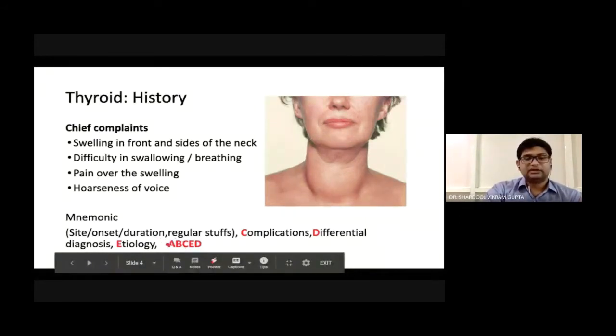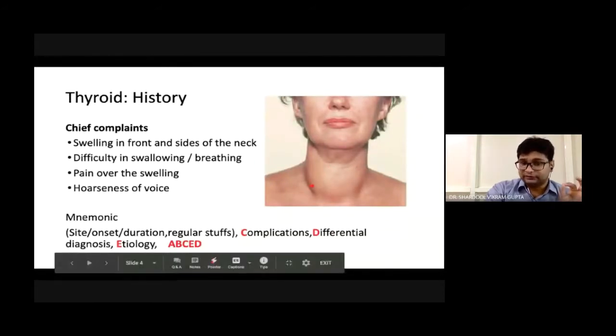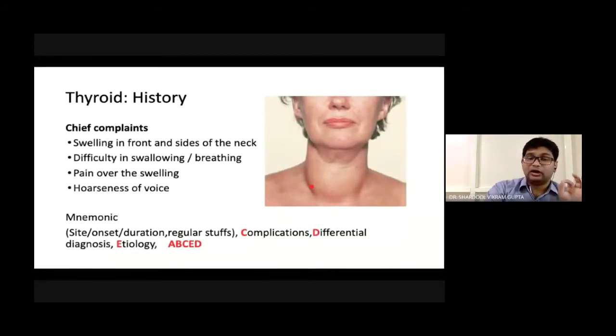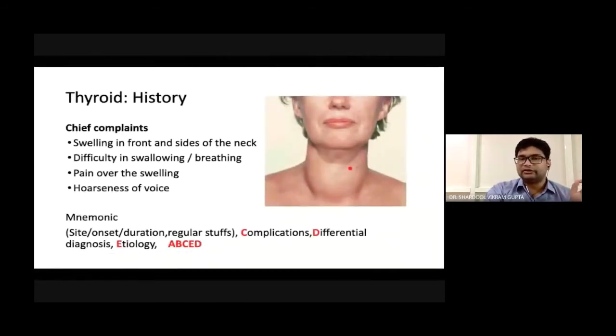A, B is just the regular stuff like site, onset, duration, whatever is being taught. C is complication related to it. If it's a thyroid swelling, then you will ask about complications of the thyroid, either hypothyroidism, hyperthyroidism, or pressure symptoms, either pressure on the esophagus, recurrent laryngeal nerve, or the larynx. And D is differential diagnosis. Because it's a swelling in front of the neck, most likely thyroid, we don't have a differential diagnosis here, so we won't take a history of differential diagnosis.